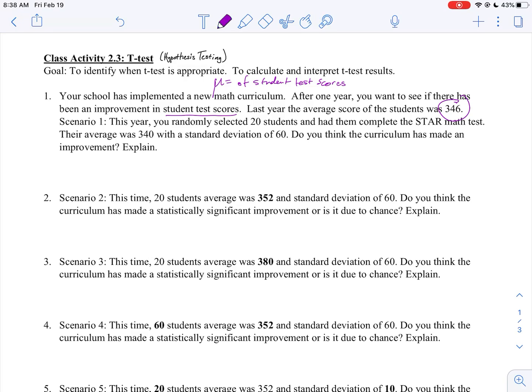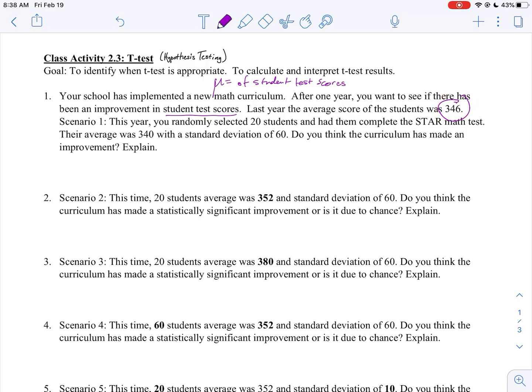Alright, so let's just pull some information out here. What we're interested in is student test scores. Now, we don't actually know the population average of the student test scores, but that's what we're interested in. We want to know, has that gone up or not? Has it stayed about the same? Last year it was 346.